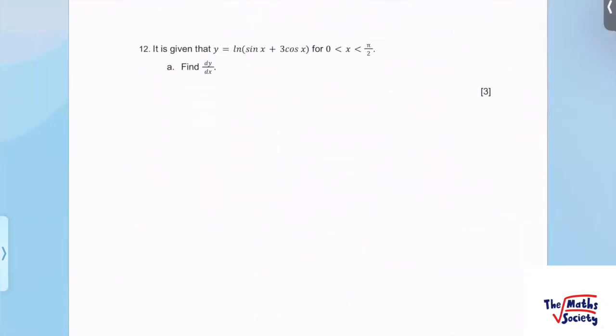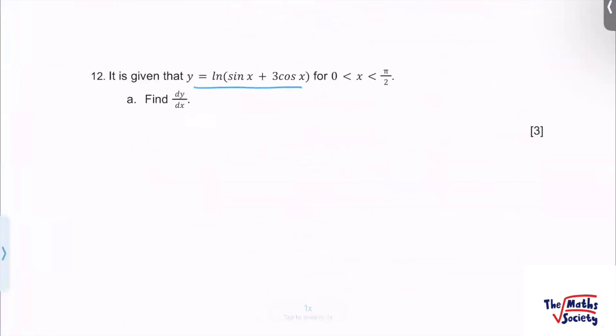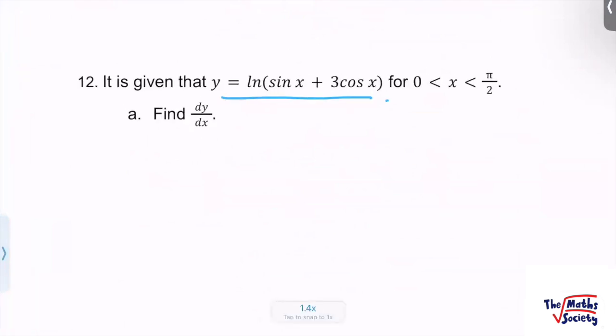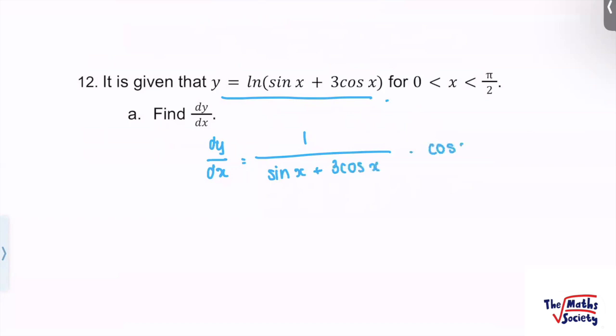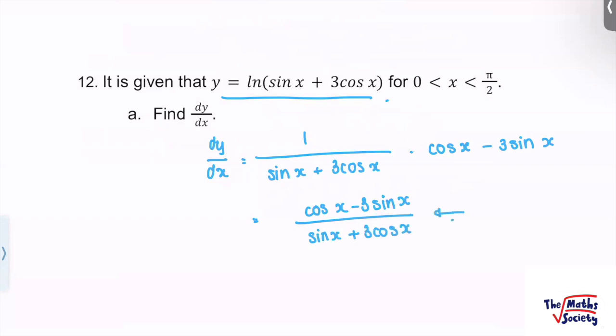Moving on to question 12, it says that given that y is equal to ln this, find dy by dx. So we're just going to find dy by dx for this. So it's ln, which is going to be 1 by sine x plus 3 cos x. Then we differentiate the inside, which is cos x minus 3 sine x. If you multiply them, it's going to be cos x minus 3 sine x by sine x plus 3 cos x. And that's just your dy by dx.